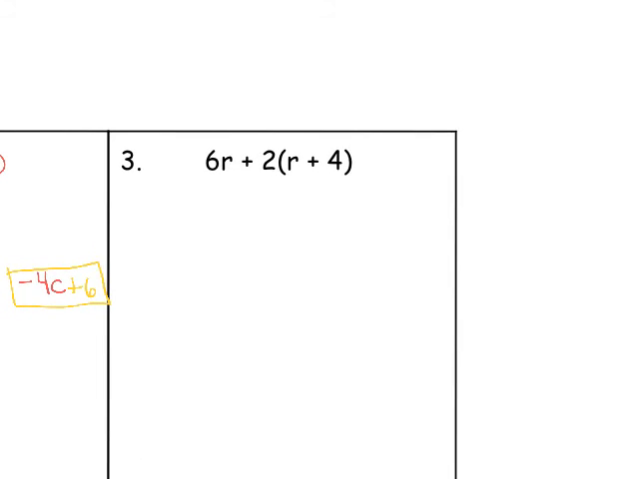All right, let's take a look at the next one. You can do the algebra tiles if you like. I'm just going to go ahead and do the numbers mathematically. I'm bringing down the 6R. Again, there's nothing to do for PEMDAS. I'll check off my steps as I go. There's nothing to do inside the parentheses because they're not like terms. I can't combine them. There are no exponents. So now I'm to multiply and divide. I'm going to multiply 2 times R and get 2R, 2 times 4 and get 8.